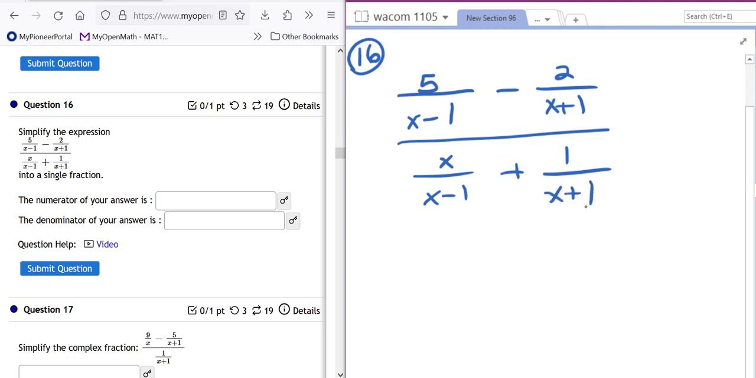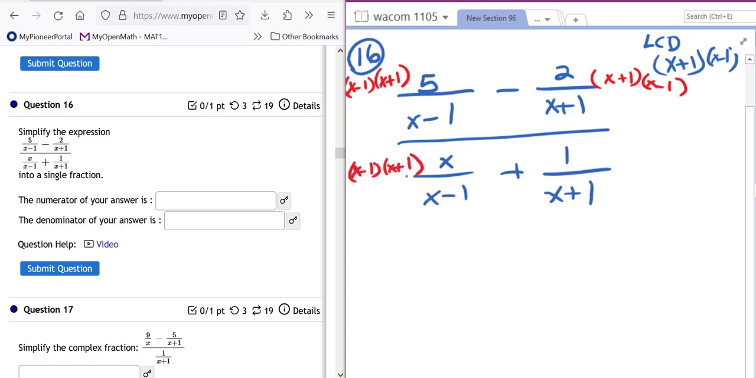All right, so your LCD for all your denominators is going to be x plus 1, x minus 1. You have to have the whole thing. And you're going to put that beside every piece. x minus 1, x plus 1. And I'm really just distributing it through. That's why it's going. And x minus 1, x plus 1. And x minus 1, x plus 1. This is a long problem.